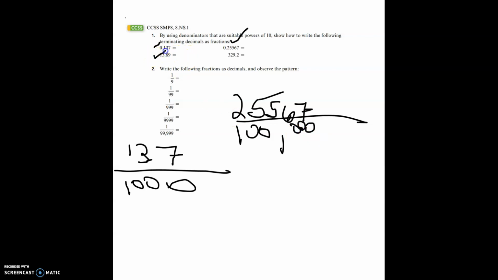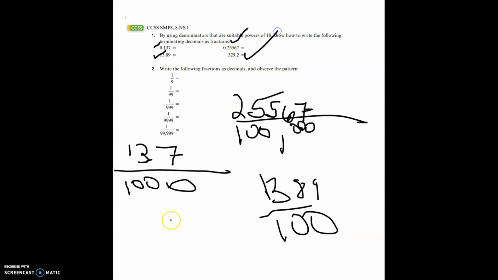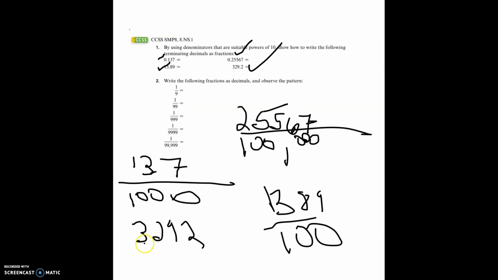All right, this one right here, I'm just going to go ahead and write it as an improper fraction. You could do a mixed number, but I don't know that there's any reason to. So let's see, we have tenths and hundredths. And this last one, same thing, I'll just do an improper fraction. So 3, 2, 9, 2, and that's in the tenths position. Oopsie, don't want to move what I'm recording over there.